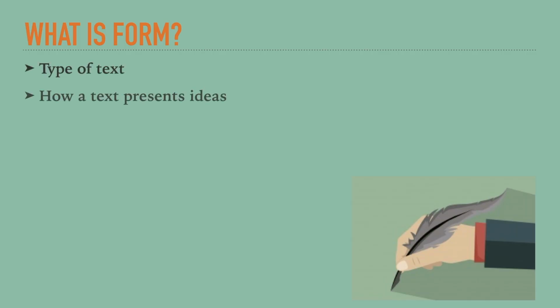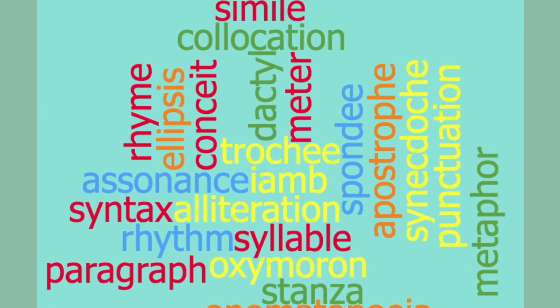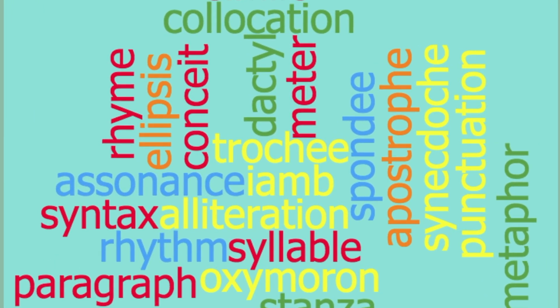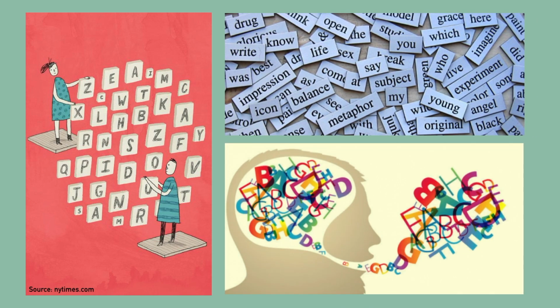Now, form can also mean the minute details of how a text presents ideas, such as figures of speech, rhythm, rhyme, syntax, even punctuation. What words does the writer use? Why? What effect do these words have?